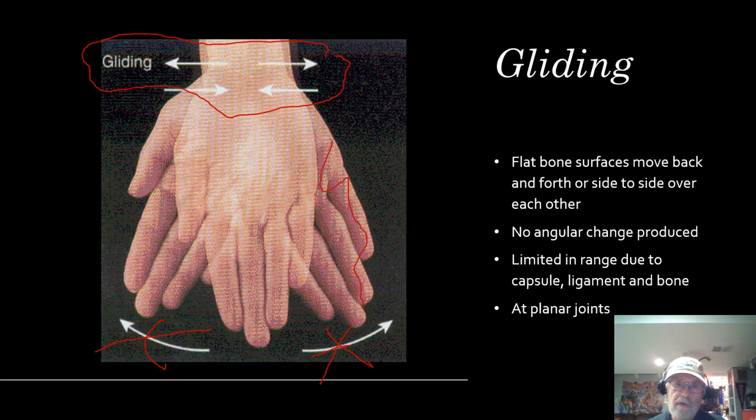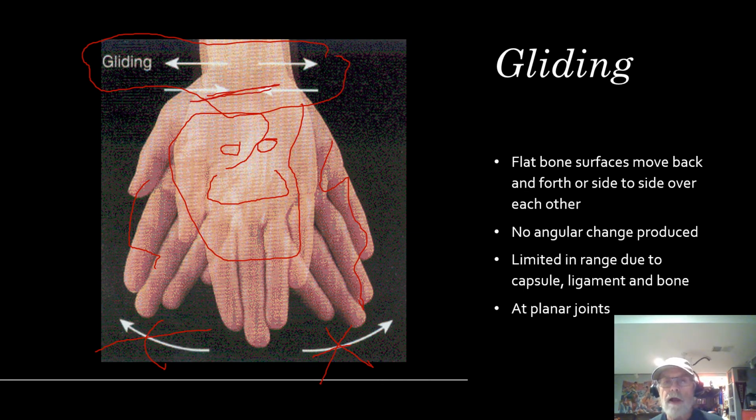So forget this stuff over here. Just look at this right here. This is what we want to look at. If I look at the hand moving just side to side in this direction, going back and forth, that's what we call gliding. So there's no angle change. This would be an angular change over here, and that's a little bit different. So basically, these are planar joints like we talked about before, and the name for this type of motion is called gliding.